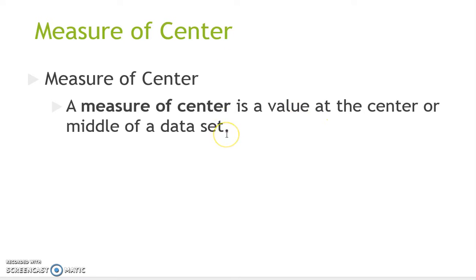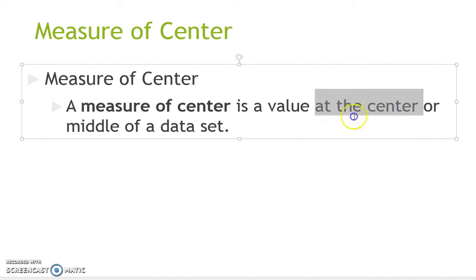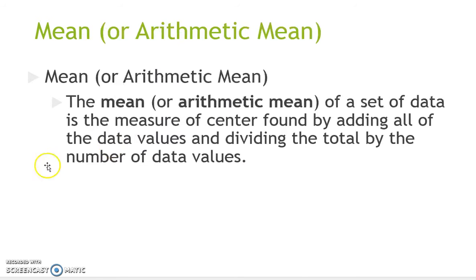So the first thing is a measure of center. Basically, this topic talks about a value at the center or in the middle of a data set. There is some difference between the center and the middle of the data set, and we see some interesting ideas coming up. First, let's talk about the mean. Mean is an idea that you've been using quite a lot. Take a look at the definition and we'll talk about the mean in just a minute.